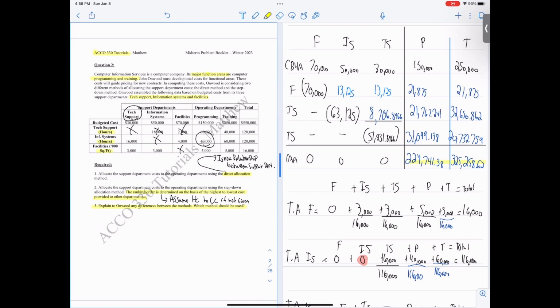So a lot of times, even cost allocation at the CPA level, the owner of the business wants to know why they're doing it, which method they should do. So this is the type of question you should expect on your exam. In every chapter, basically, you're going to have your math questions, and then you'll have something theoretical to comment on.